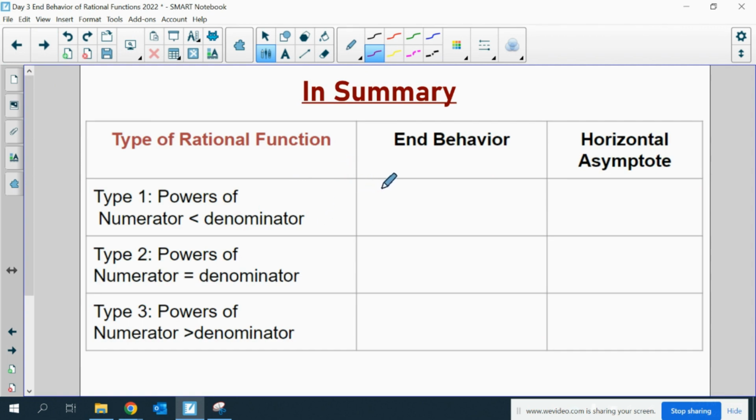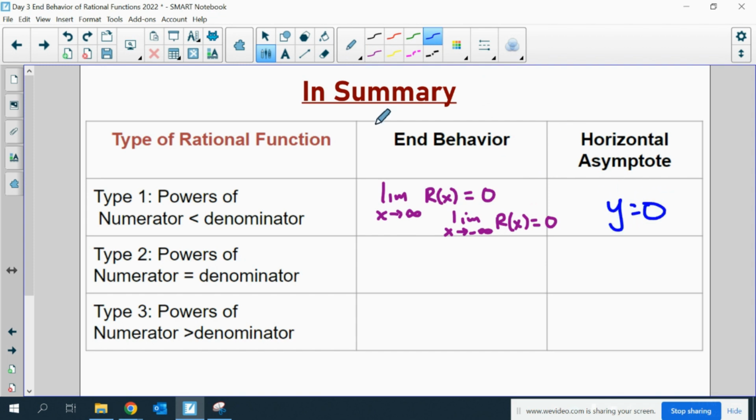What we will start doing is writing the limit as x approaches infinity of the function equals 0. That's new notation that's going to start happening very soon. So the limit of r of x as x goes to infinity or negative infinity is equal to 0. We would write a horizontal asymptote at y equals 0 for that part.